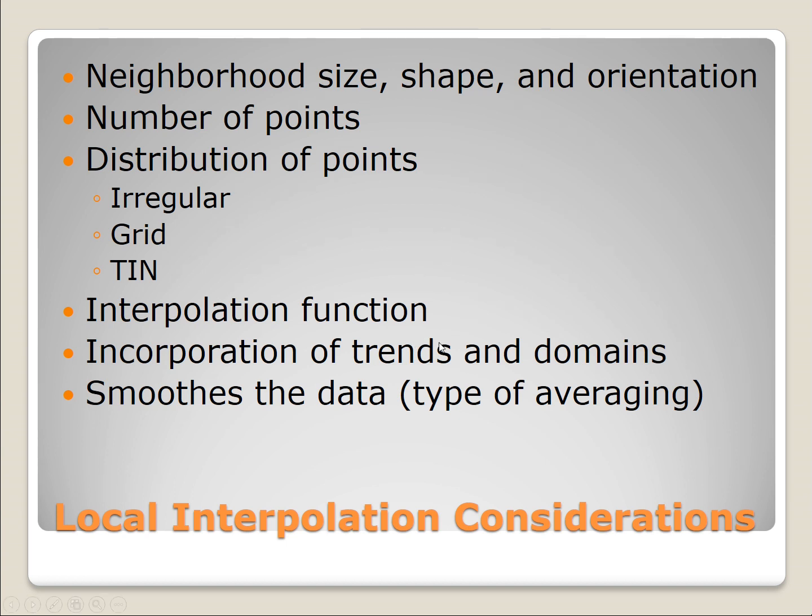Then we can incorporate trends and domains. So again, knowing the general trend of the entire area is helpful. That's why global models are really powerful, because they can help identify what you need to do with the local interpolation. And then it also smooths the data. So there is a type of averaging that does happen with local interpolation, so you have to keep that in mind.